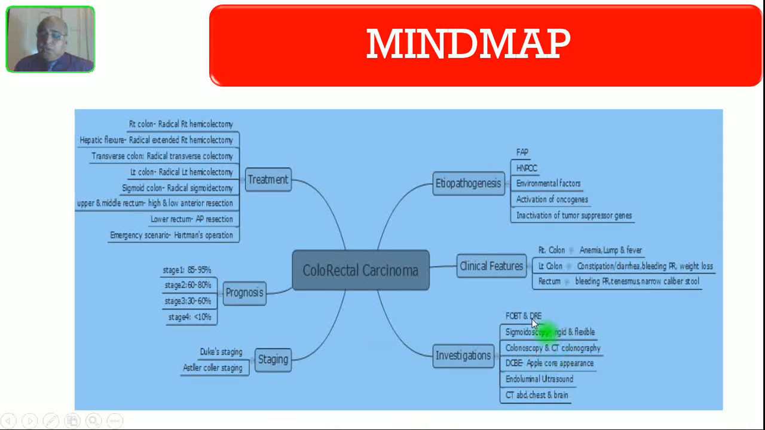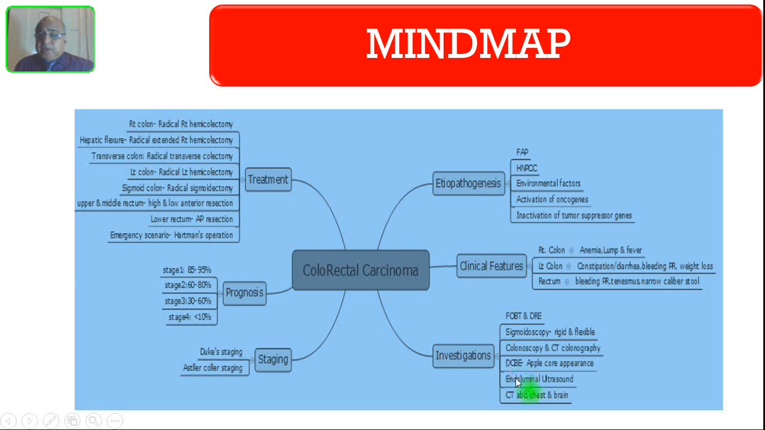Investigations: you can do fecal occult blood or digital rectal examination. Especially in rectal carcinoma, you can do this digital rectal examination. And you can do sigmoidoscopy, either rigid or flexible. You can also do a colonoscopy or CT colonography, the virtual colonoscopy. You can take a biopsy during the colonoscopy and confirm the diagnosis.